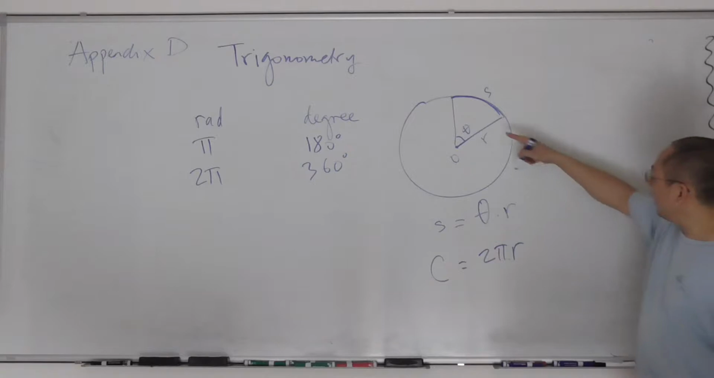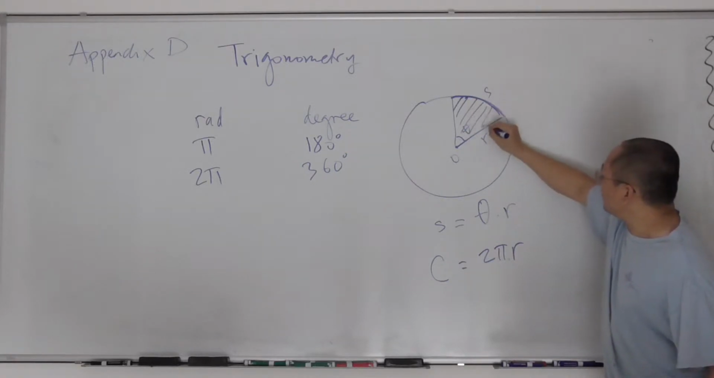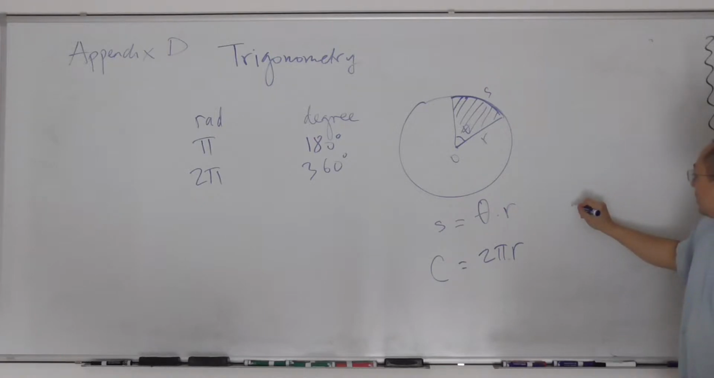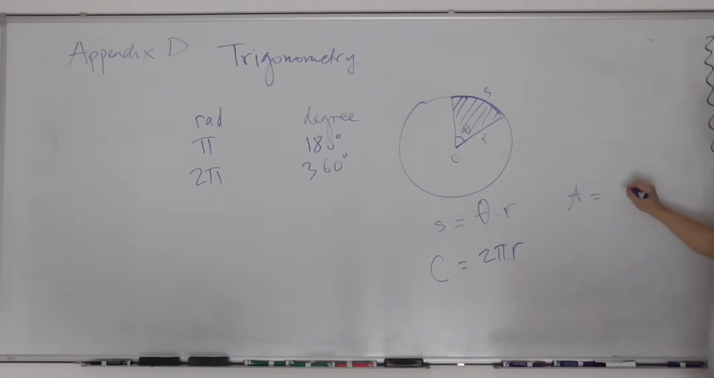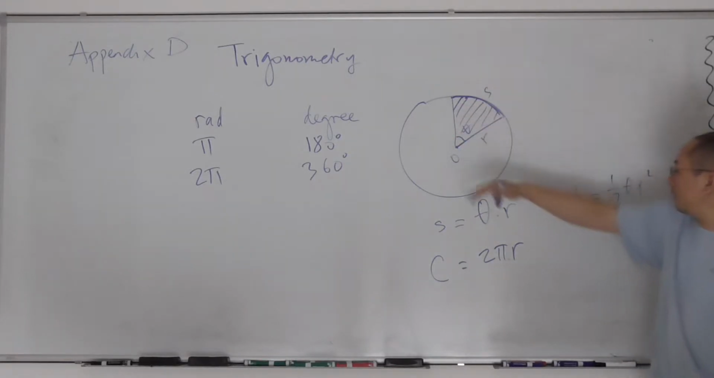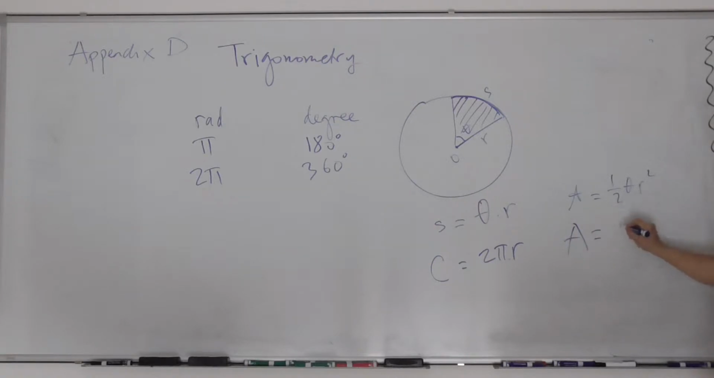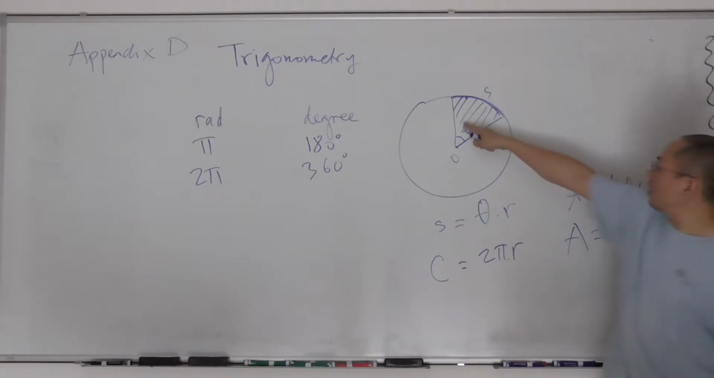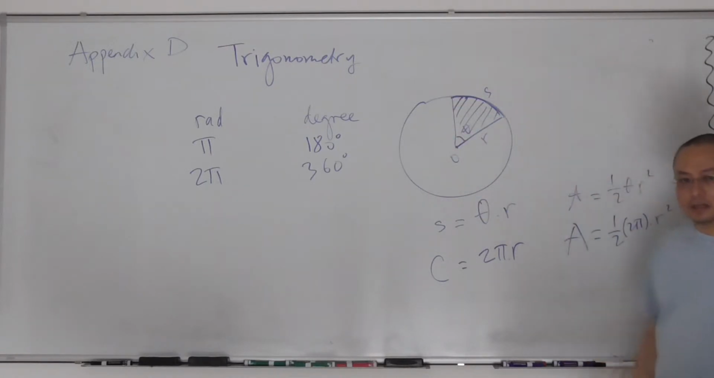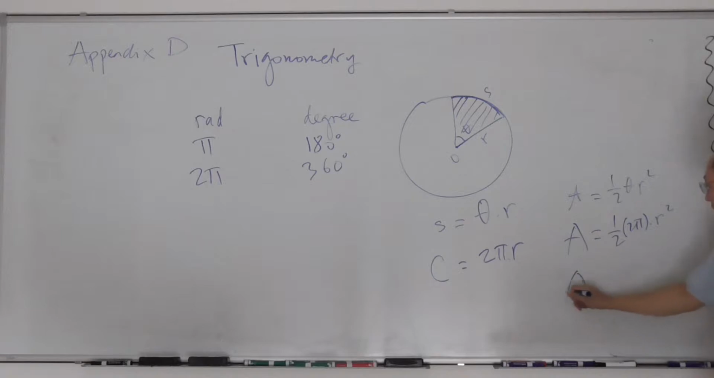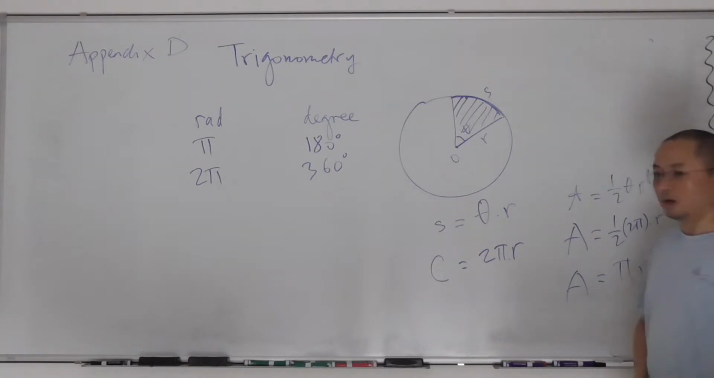About the area of this slice of pizza right here, let's call it the area, it is 1/2 theta r squared. And of course the area of the entire circle is 1/2 of 2 pi times r squared. Theta is the angle of that slice, and 2 pi is the angle of the entire circle. We can simplify: the 2 cancels out, which gives pi r squared. Now you have the formula for the area of the entire circle.